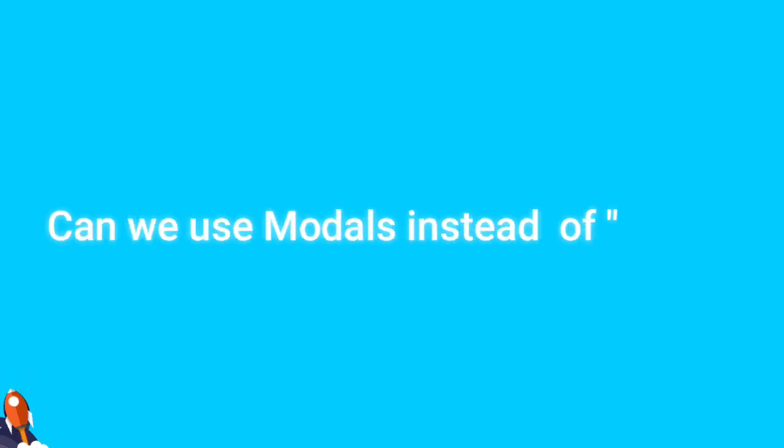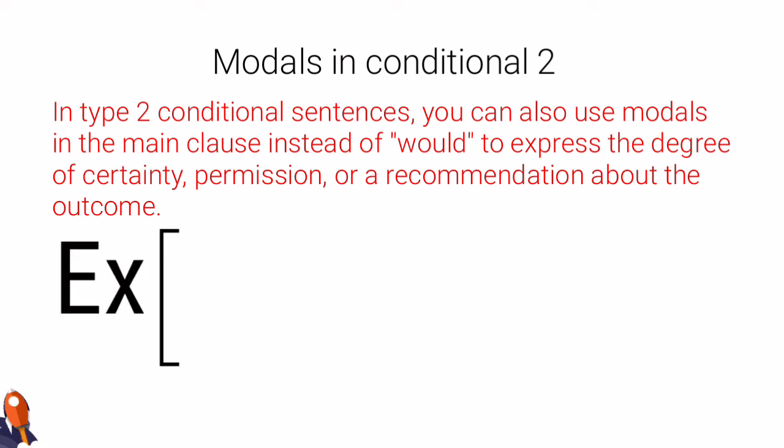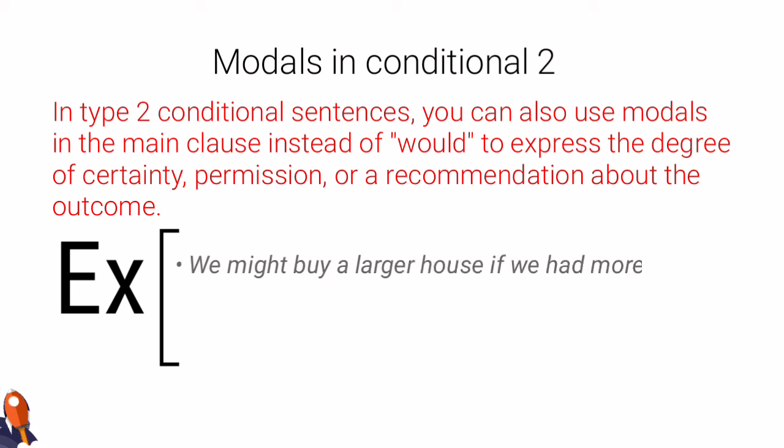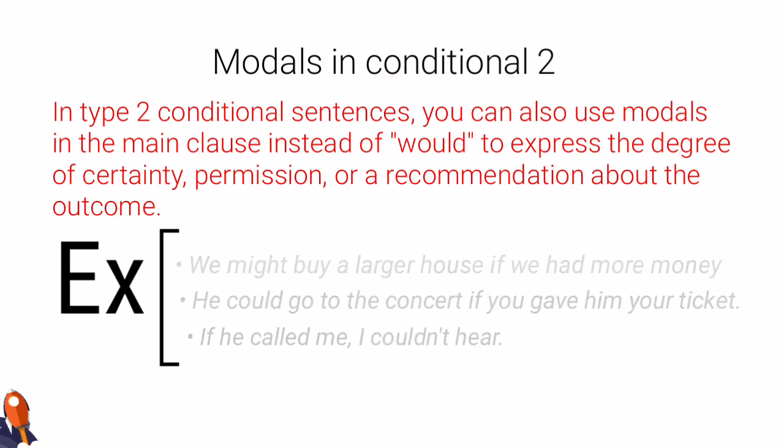Can we use modals instead of just using would in this conditional type? About modals in conditional type 2. You can also use modals in the main clause instead of would to express the degree of certainty, permission, or a recommendation about the outcome. For example, we might buy a larger house if we had more money. He could go to the concert if you gave him the ticket. If you called me, I couldn't hear.